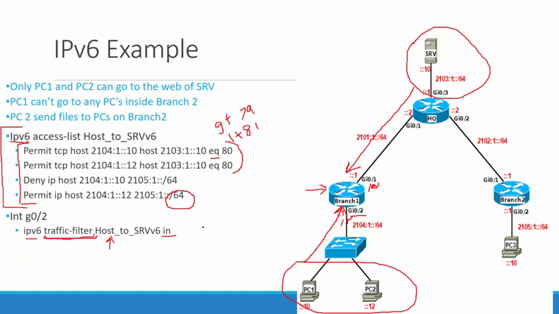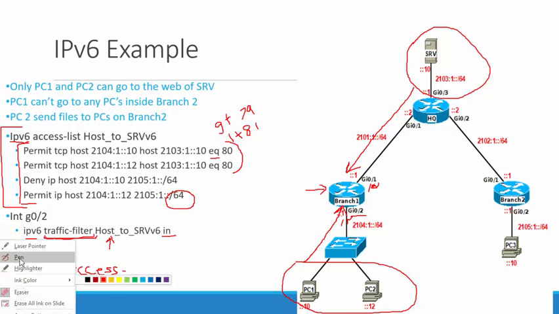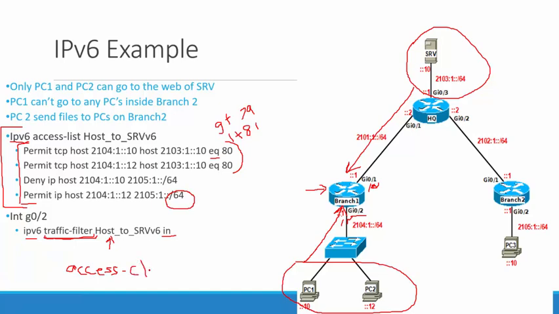One other thing, when applying my access list to the VTY lines, if I want to control Telnet or SSH, I would still use access-class for both IPv4 and IPv6. So when I apply it to the VTY lines, I would be using the access-class command, and I would do that for IPv4 and IPv6. So this is just when you apply it to the regular interfaces, that IPv6 uses traffic-filter rather than access-group.